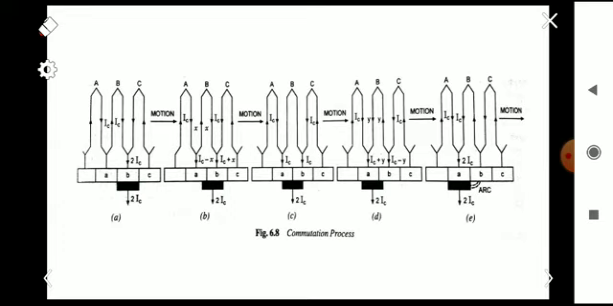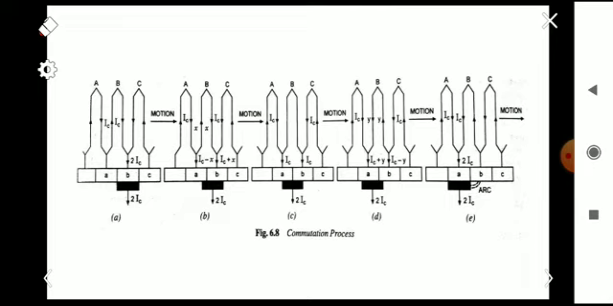Thus the period of short circuit is called commutation. The current in the short circuited coil should be reversed to full value. If it is not reversed, there will be a sparking effect. It may cause sparking there.